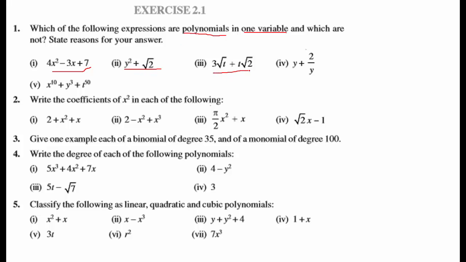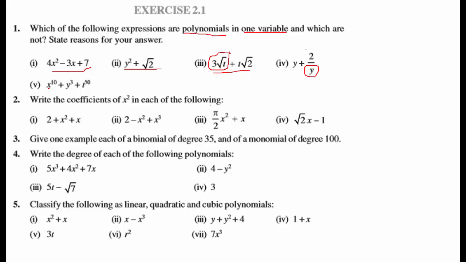Now this is an algebraic expression in only one variable, that is t, but this is not a polynomial because our condition said that a square root cannot be involved with the variable, but here t is in square root, so this is not a polynomial. This doesn't satisfy the condition for polynomial. And the fourth is an algebraic expression in one variable, but this is not a polynomial because the variable is involved in the denominator.